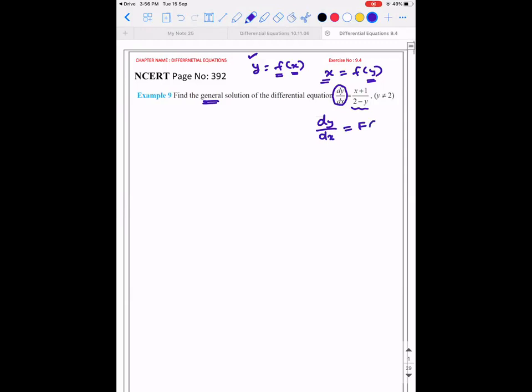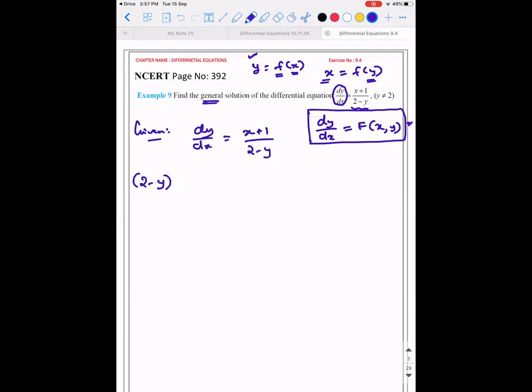Okay. So it is a function of x and y. Whenever you see this kind of an expression, we need to apply the variable separable method. So according to variable separable, what can I do? Given is dy by dx is equal to x plus 1 divided by 2 minus y. So 2 minus y into dy will be equal to x plus 1 into dx. Accepted?